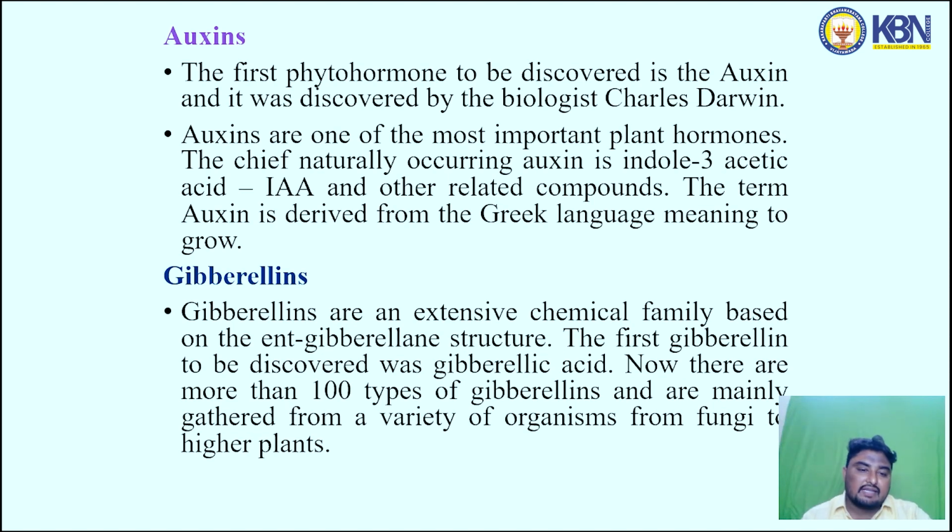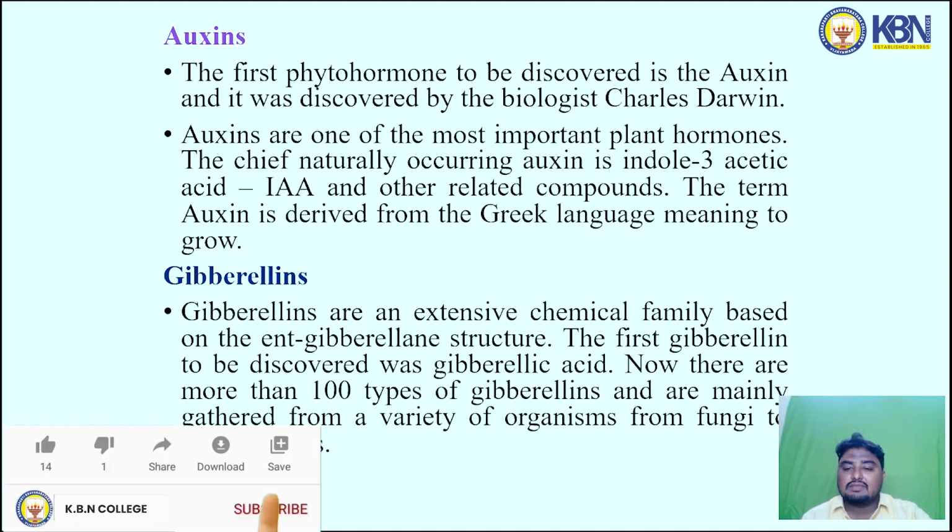Next one, the gibberellins. Gibberellins are an extensive chemical family based on the ent-gibberellane structure. The first gibberellin to be discovered was gibberellic acid. Now there are more than 100 types of gibberellins, and they are mainly gathered from a variety of organisms from fungi to higher plants.